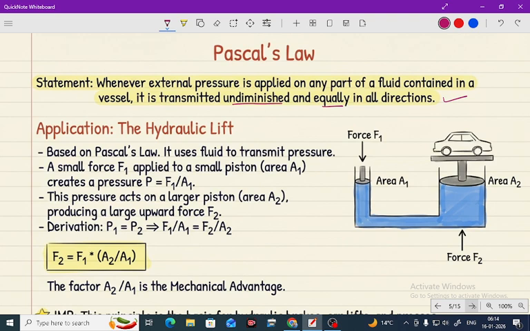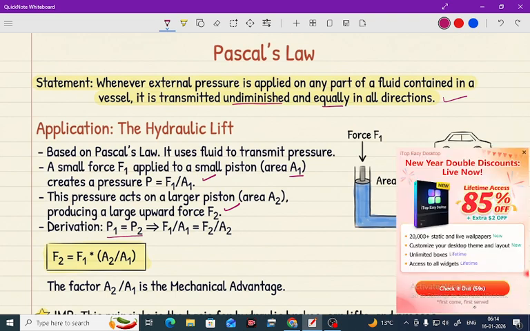A small force F1 is applied to a small piston of area A1, and creates a pressure P equal to F1 by A1. The same pressure acts on a larger piston A2, producing a large upward force F2. According to Pascal's law, pressure P1 equals P2. Therefore, F1 by A1 equals F2 by A2, or F2 equals A2 by A1 into F1.